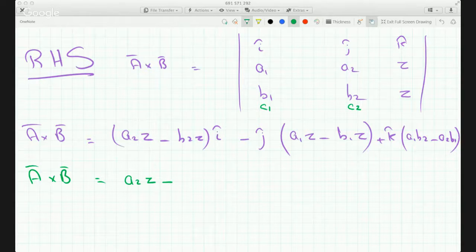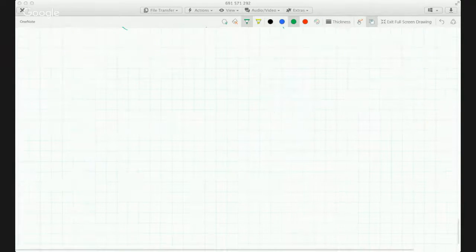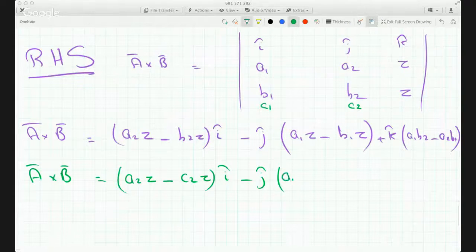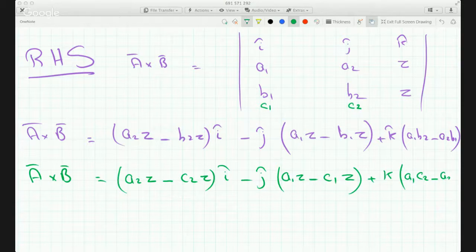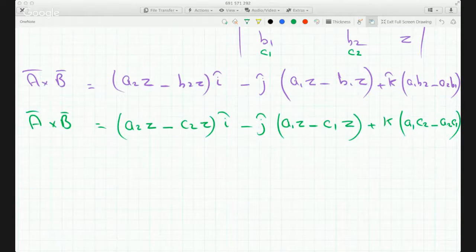So this will be a2z minus c2z i minus j a1z minus, instead of the b1, c1 z plus k into a1. Instead of the b2, we're going to do c2, and instead of the b1, we're going to do c1. Got it? So I'm sorry, this was a cross c, not b. Okay, and now we can add them up.